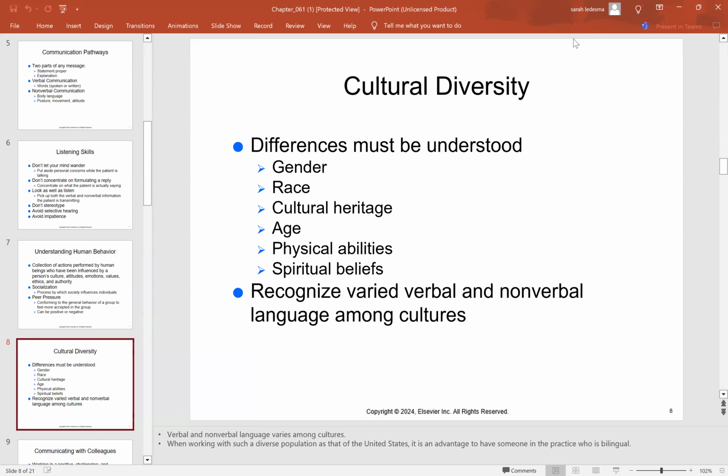Cultural diversity. Differences must be understood. This can be in gender, race, cultural heritage, age, physical abilities, and spiritual beliefs. Recognize varied verbal and nonverbal language among cultures.